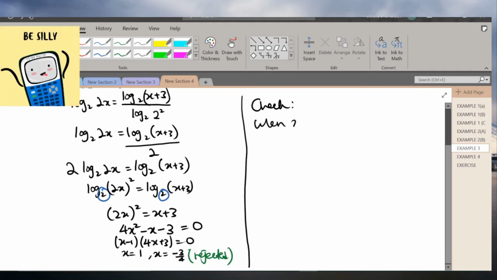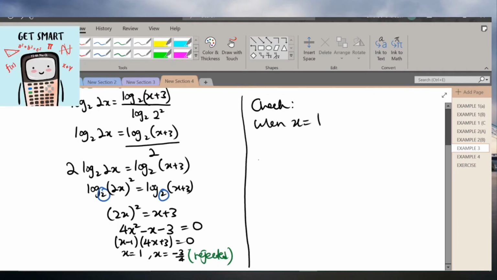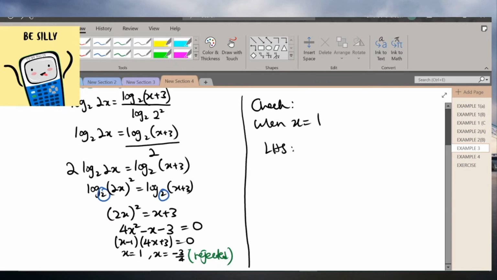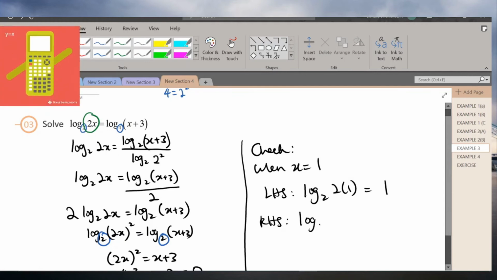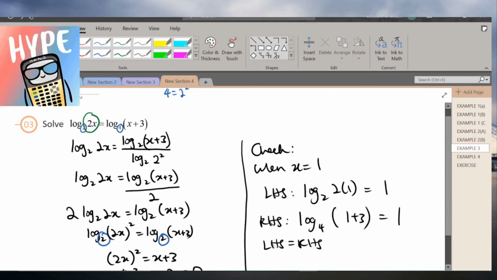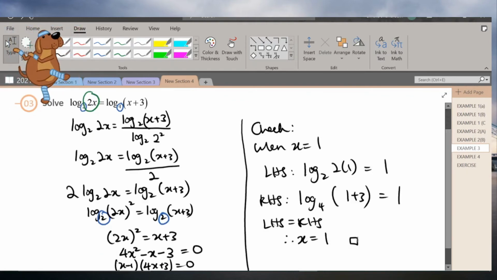Okay, so the final step of our answer is checking. So when x is equal to 1, the left hand side will be log base 2 of 2 times 1, which is 1. Next we have the right hand side, log base 4 of 1 plus 3. So this is 1. That means the left hand side is equal to the right hand side, and our answer will be x equals 1.